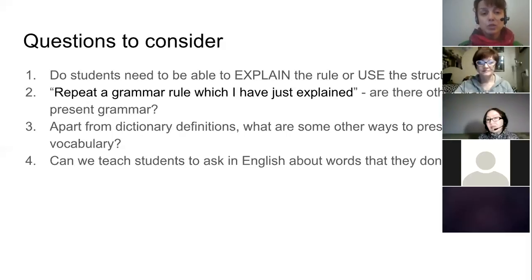Then my next question is, again, this is a quote that students use Russian to repeat a grammar rule which I have just explained. Are there any other ways to present grammar other than explanation? What else can we do with grammar? Yeah, certainly body language and different simple words to explain it maybe differently from the dictionary. There are a lot of ways to explain a word or a structure, I think. But still, I can hear the word explain. So other than explain, what else can we do with grammar? Show? Just to show the structure, and that's all.